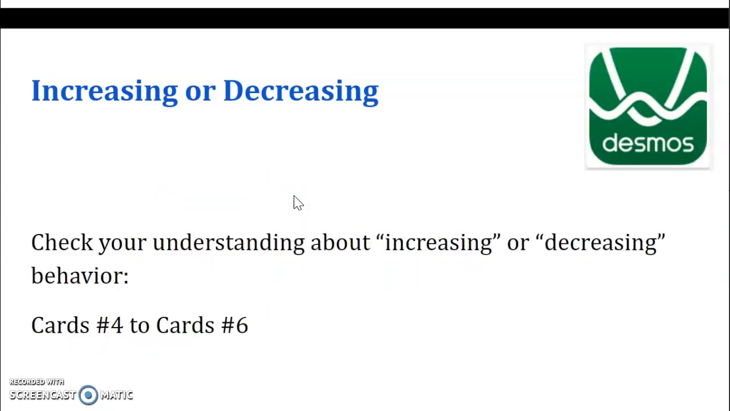All right, so we're going to check your understanding about increasing and decreasing. You are going to do the Desmos cards from 4 to 6 right now. Please pause the video and go ahead and do that.